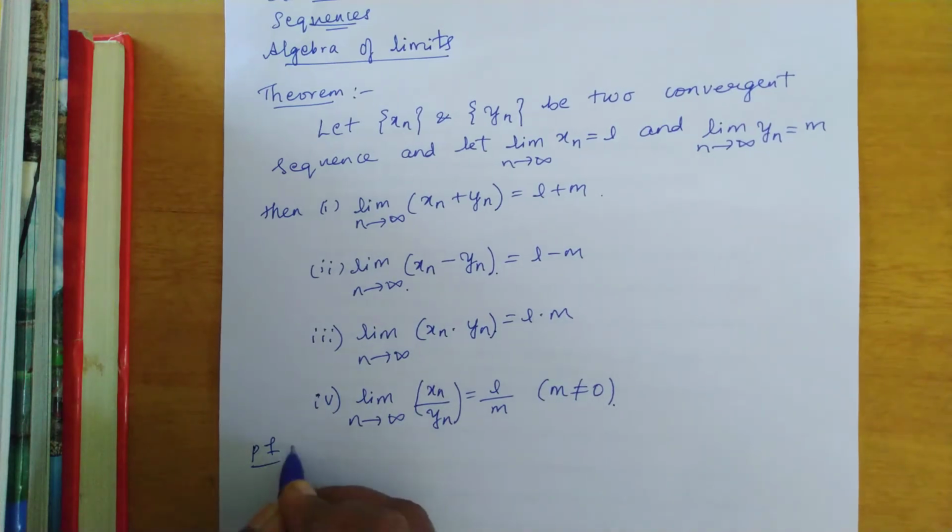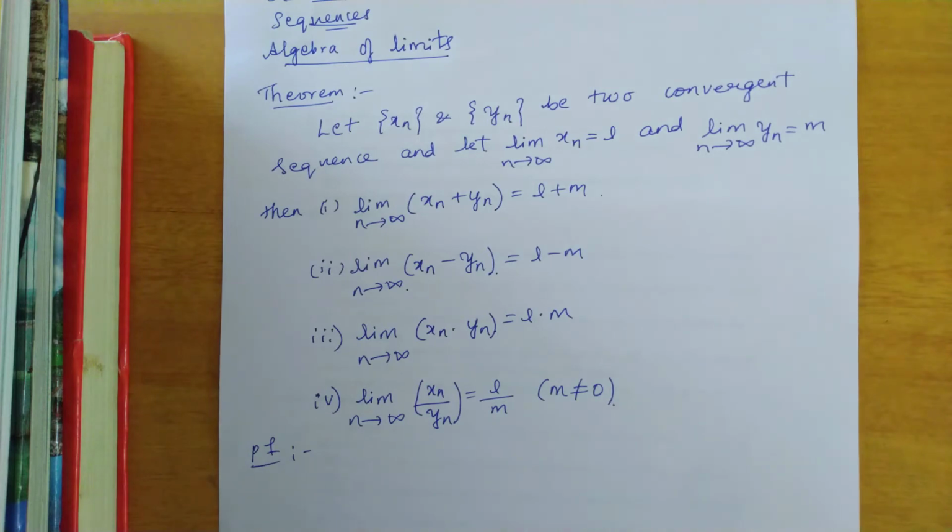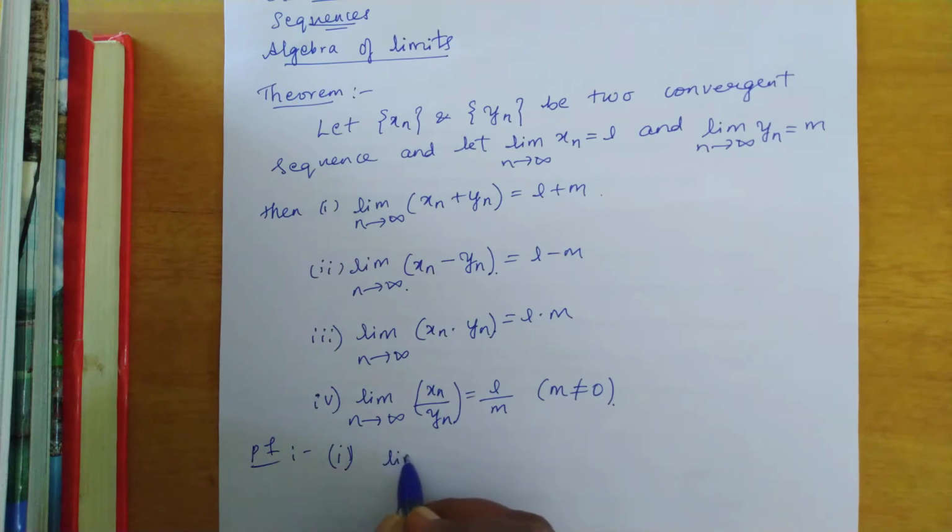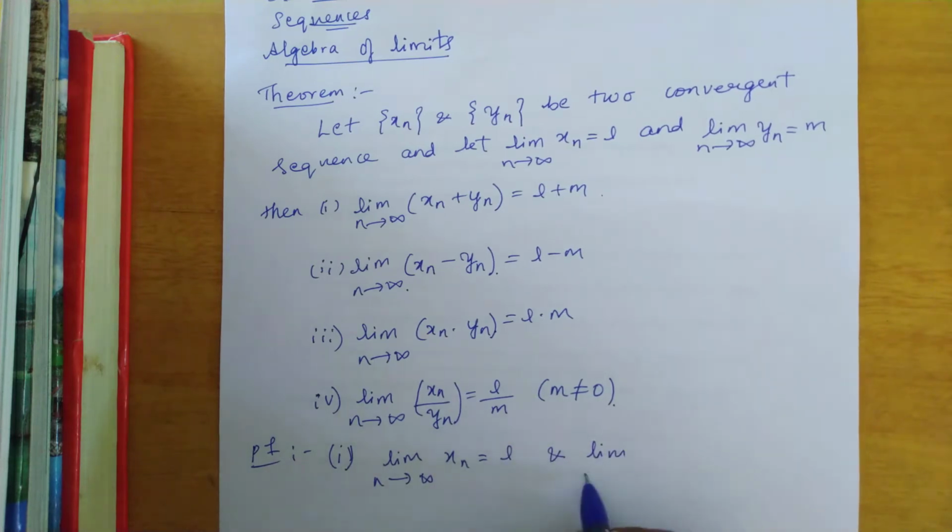So let's start proving this part. The first part we will take. What do we know? First of all, that it is a convergent sequence. So limit n tending to infinity xn is L and limit n tending to infinity yn is M. We know this by the definition of a convergent sequence.